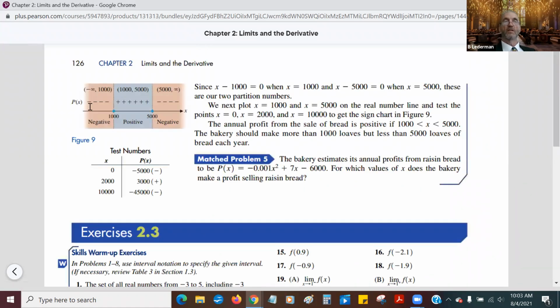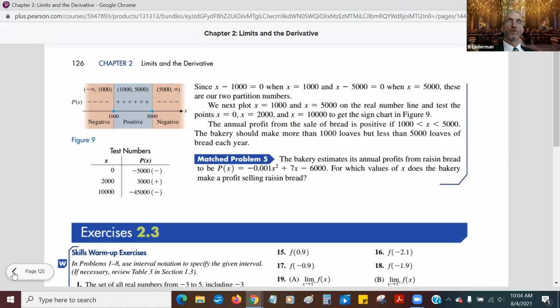Now I just have to do a test. When is it positive? When is it negative? If you take some samples, you'll see that when x is in the region less than 1,000, it's negative. When it's in the middle region between 1,000 and 5,000, it's positive, and above 5,000 it's negative.